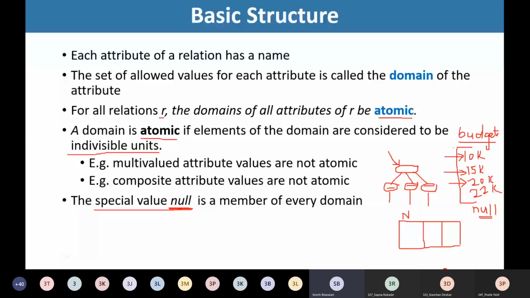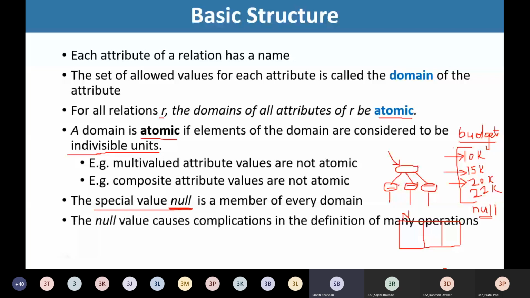Right? So null is part of every domain. Please remember. Correct? Having this null in every domain, if required, we may use that null value in our tables, in our relations. But whenever we use such null values, these null values may cause some complications in certain operations.